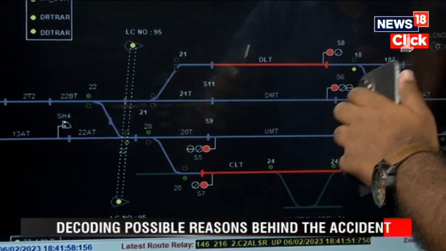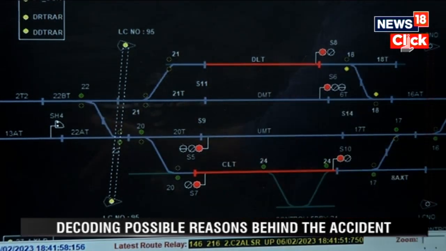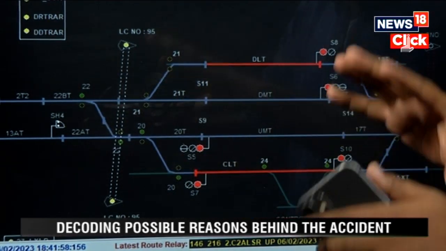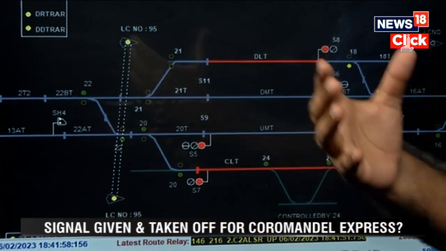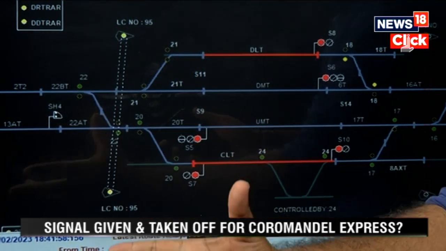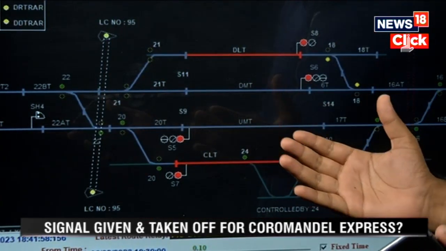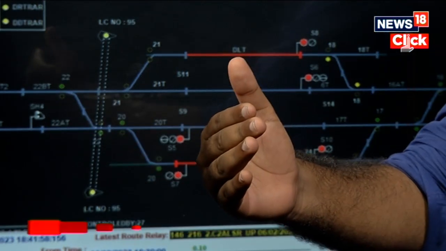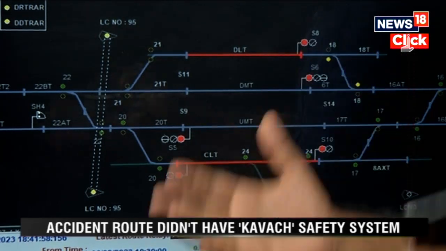Sir, this is the panel on the basis of which the whole signaling system works. In fact, the station master or the superintendent at that point in time has the control of it. The initial theory was that the Yeshwantpur Express got derailed first. After that derailment, the other train, the Coromandel Express, coming from the other direction, rammed into those coaches and got derailed as well.